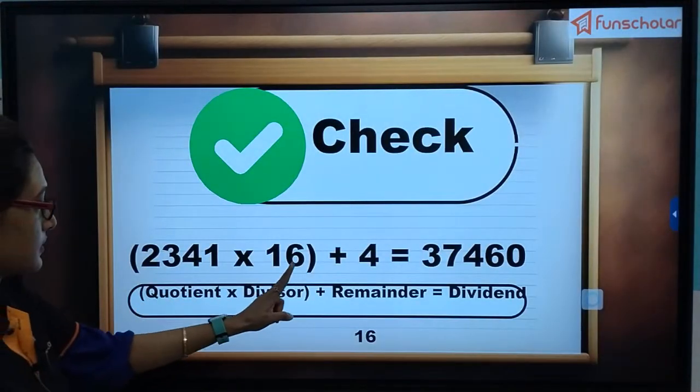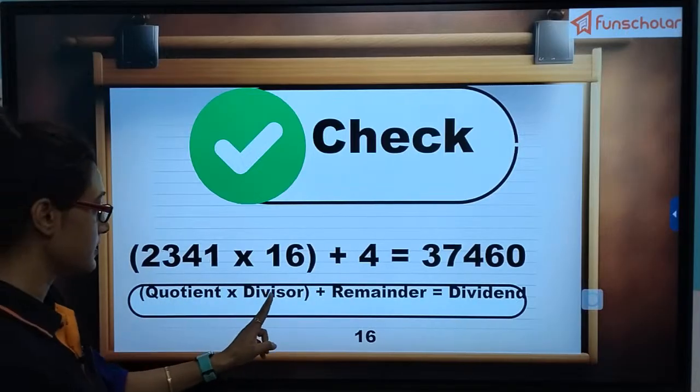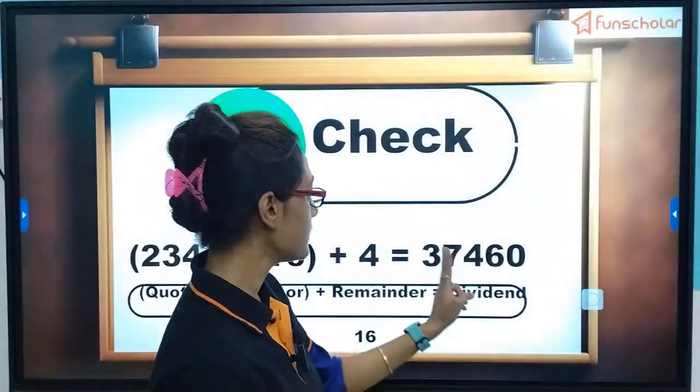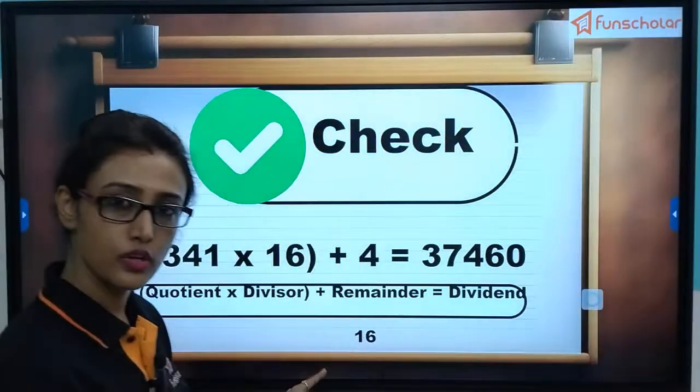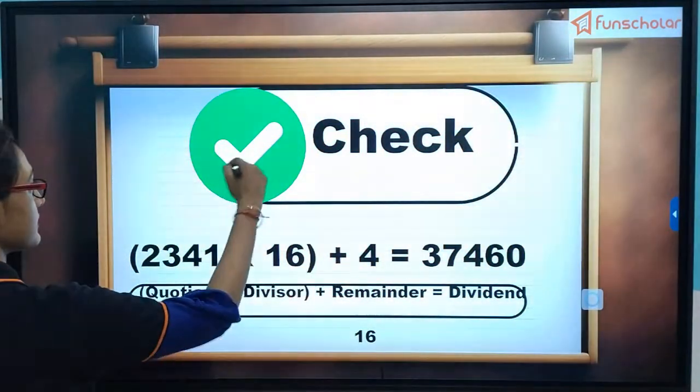See, 2341 was the quotient, divisor is 16, remainder is plus 4. So the dividend we got is 37460. So our sum was correct, right? It's checked.